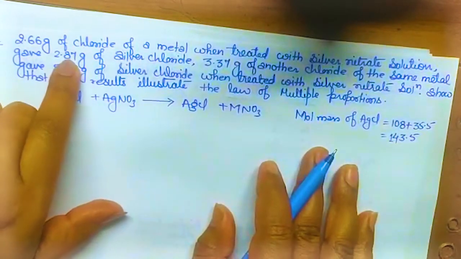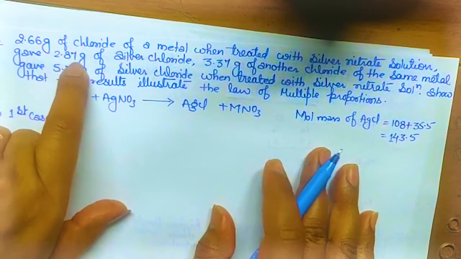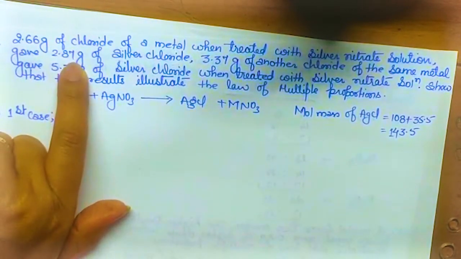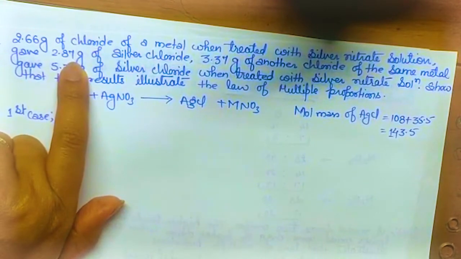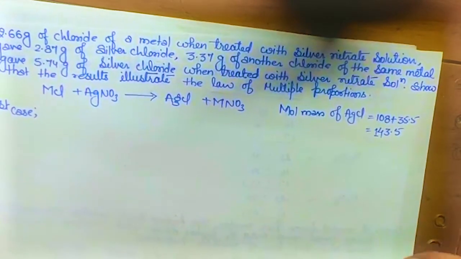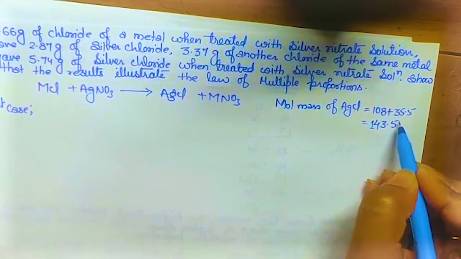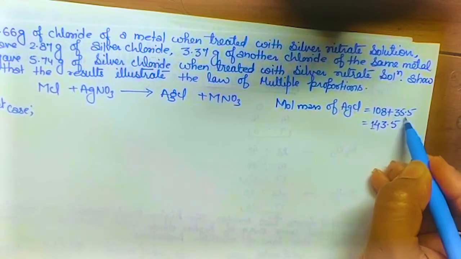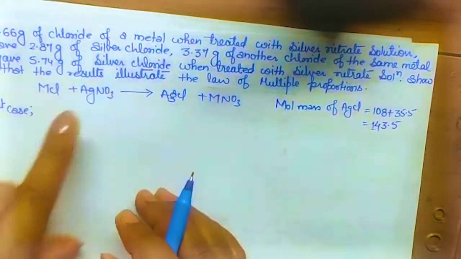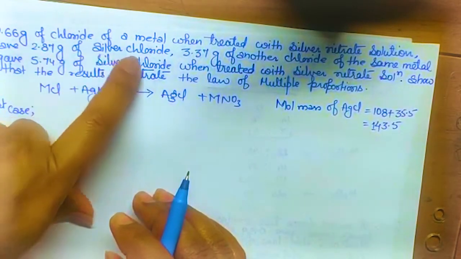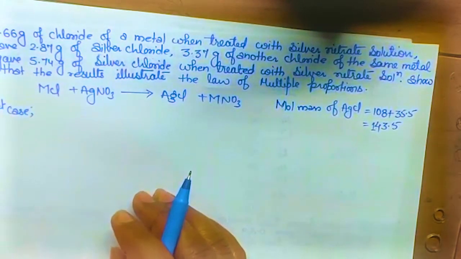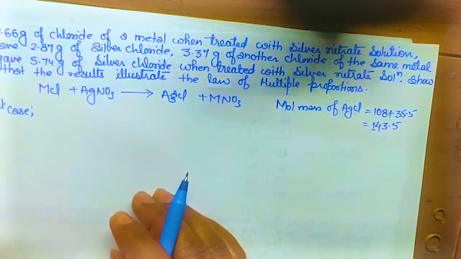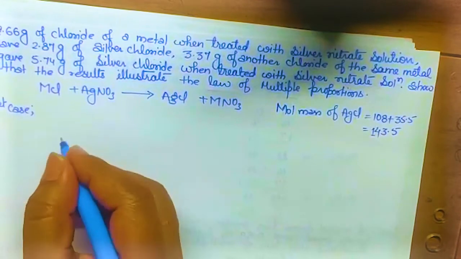Isn't it clear? This much AgCl is containing this. So in 2.87 silver chloride, how much chlorine will there be? That we will find. I think it is clear. Let me repeat it again. In this 143.5 gram of AgCl, how much chlorine is there? 35.5. So in the first case, we are getting 2.87 gram of silver chloride. So you will find how much chlorine is in 2.87 gram silver chloride. Okay, so let's do this.